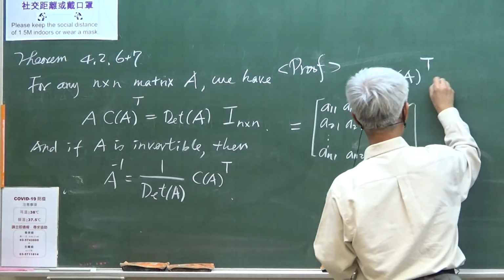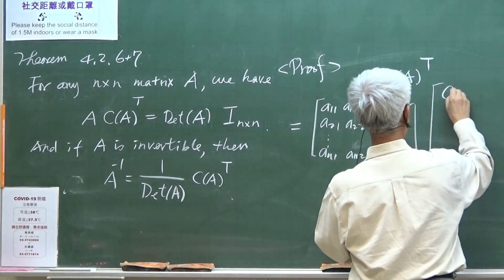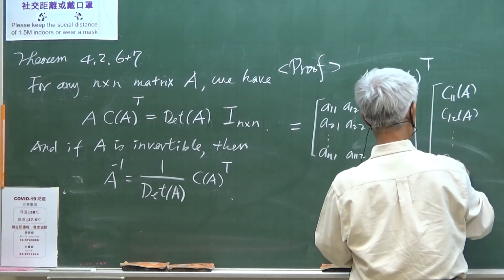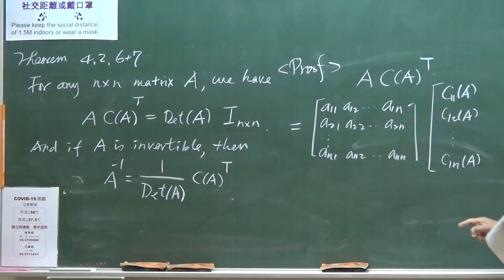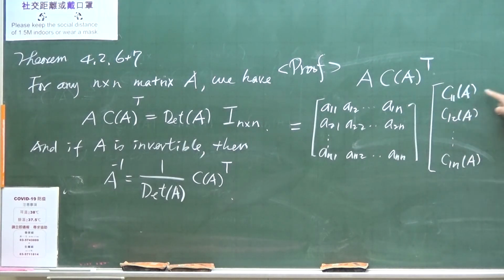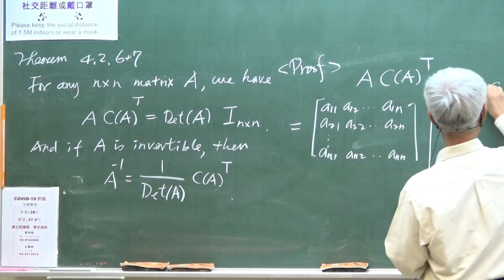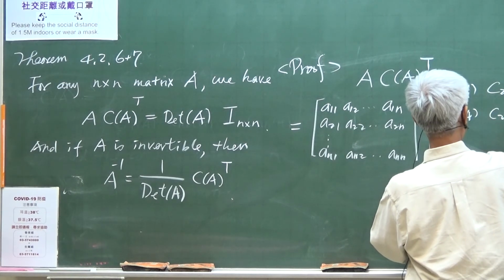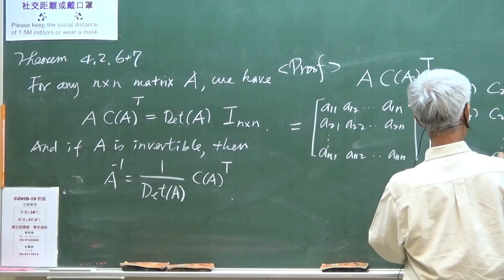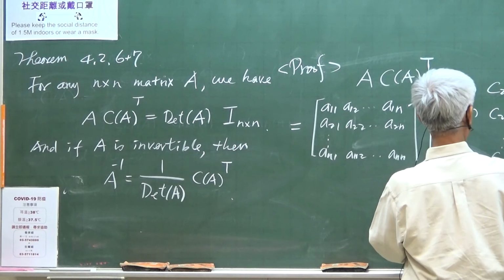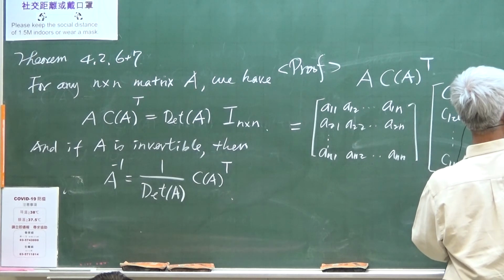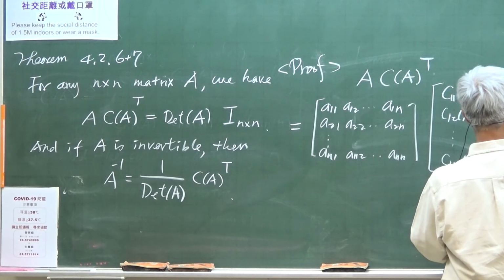The transpose of the cofactor matrix of A is C11, C12, up to C1n, because we take the transpose. So the first row of C_A becomes the first column of C_A transpose, and then C21, C22, up to C2n, and Cn1, Cn2, up to Cnn.